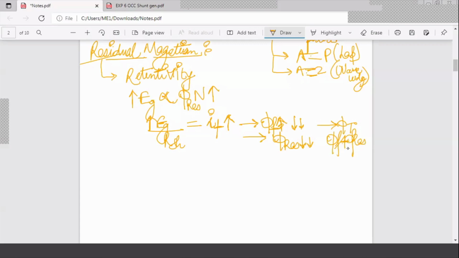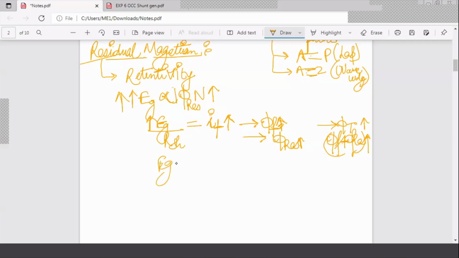So this total increases now, they both are increasing. Whenever I say down arrow, that means these are just very small, but they are increasing. So this is also a small value, this is also a small value, but they are increasing. As a result of which total flux in the machine increases. When the total flux in the machine increases with a specific speed n, what will happen? EG will again increase.